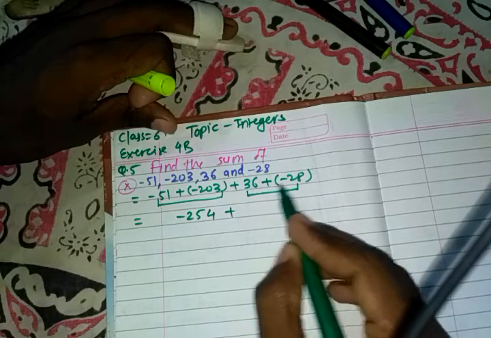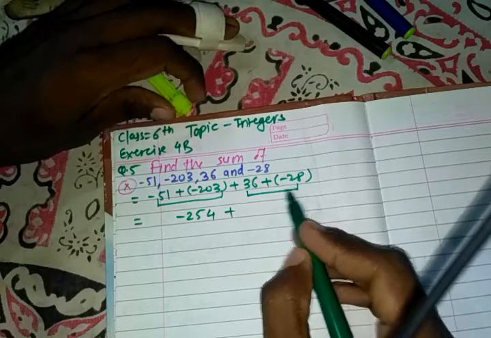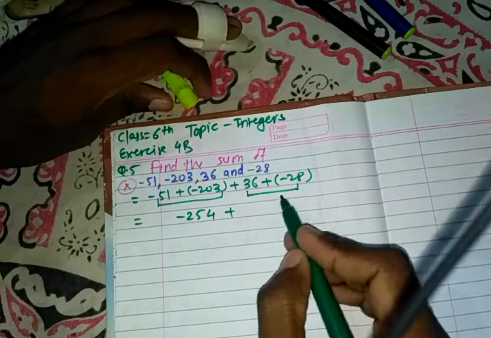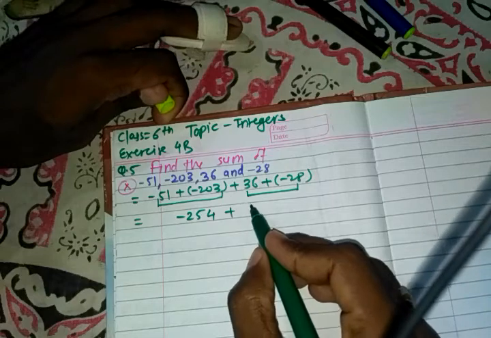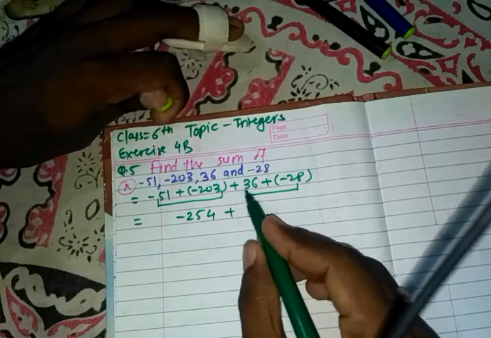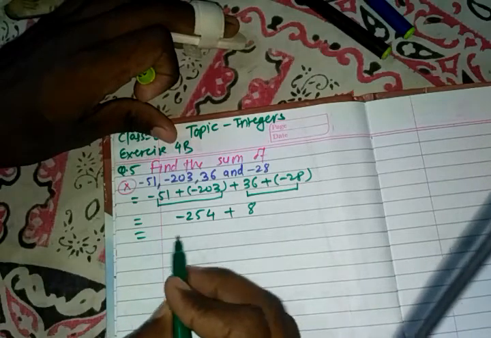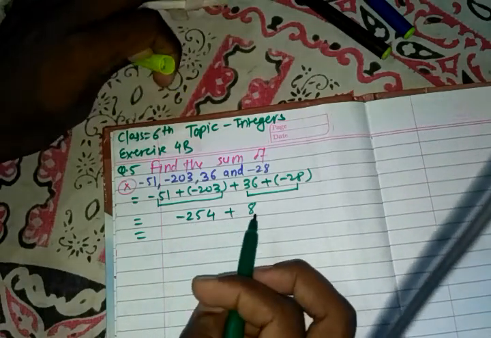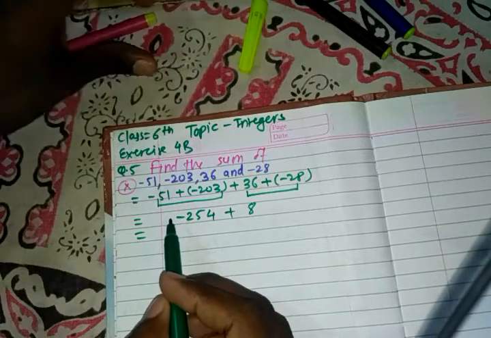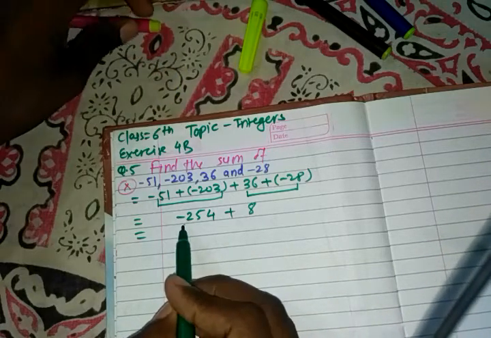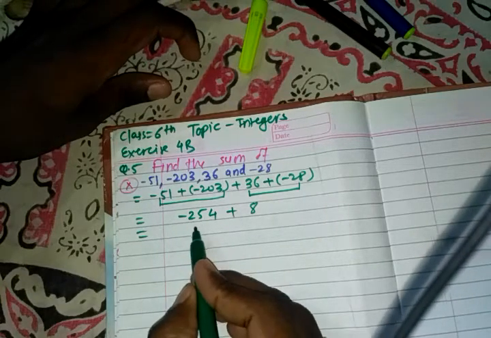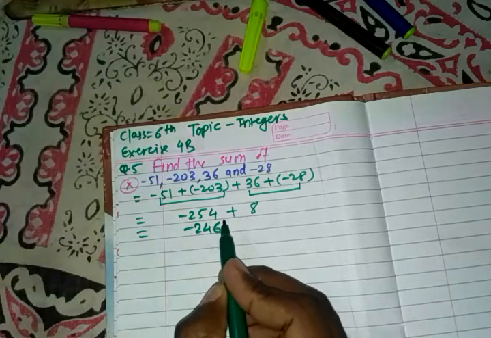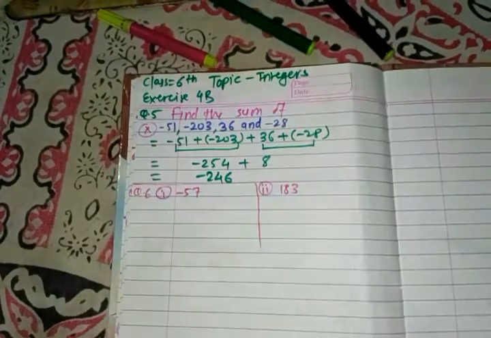So 36 is positive and 28 is negative, so we will subtract them. 36 minus 28, so it is 8 coming, and what is the bigger number's sign? Plus. Now we will add minus 254 plus 8. Because both the numbers have different signs, we will subtract. So it will come 246, and what is the bigger number's sign? Negative. So this is negative 246.